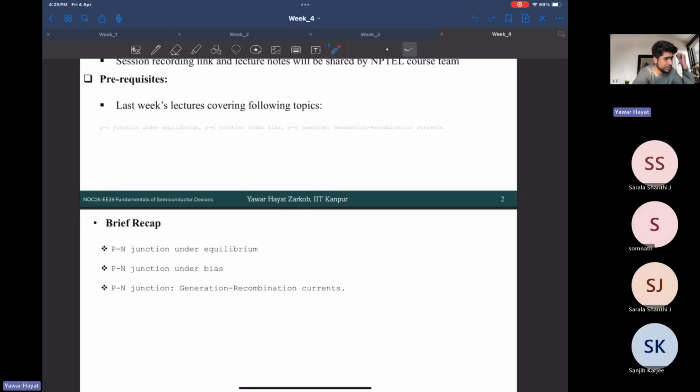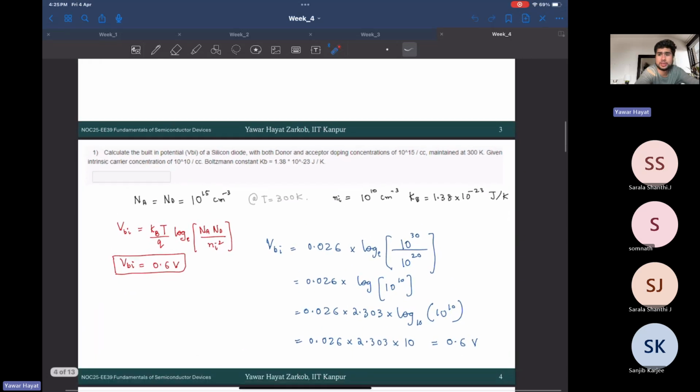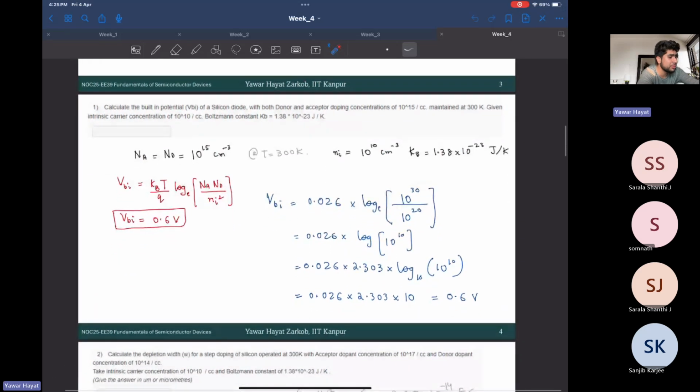Yeah, let's start with this. In the first problem, we had to calculate the built-in potential VBI of this silicon diode. Both the donor and the acceptor doping concentrations were around 10 to the power 15 per centimeter cube, right? And notice the temperature was maintained at 300 Kelvin. The intrinsic carrier concentration is given, so my Ni is 10 to the power 10.